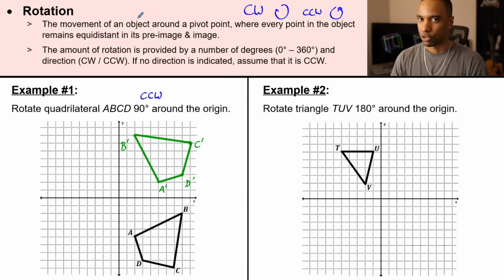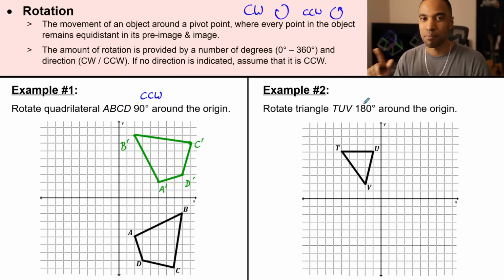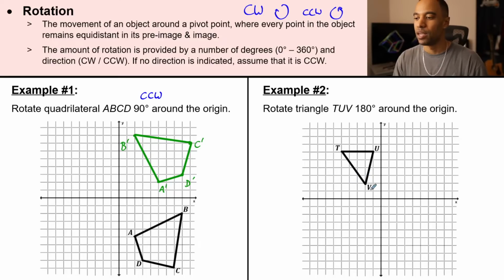180 degrees actually might be easier for you than a 90. Now, I didn't indicate direction here, but does it matter? 180 degrees clockwise or counterclockwise puts you in the same spot. So it actually doesn't matter for this one. Now, here's the origin right here, which means 180 degrees is going to go just right around like that.